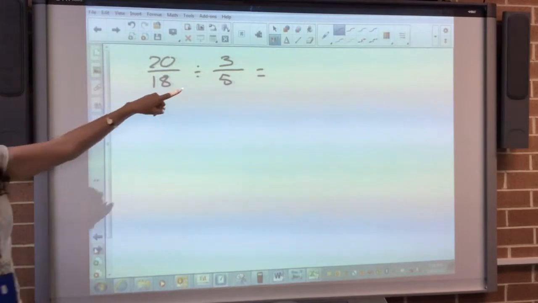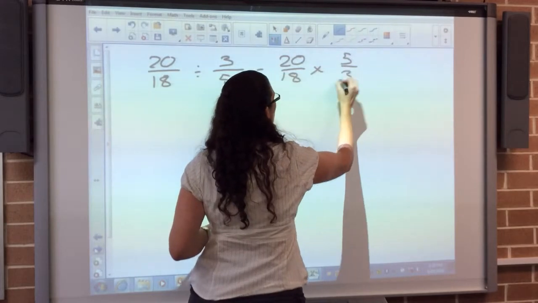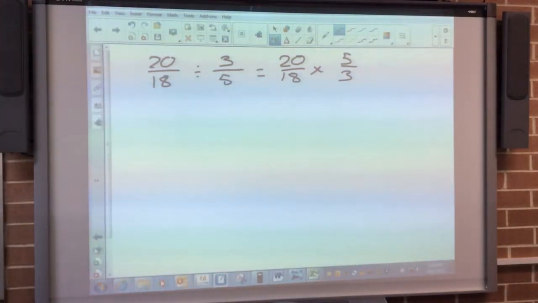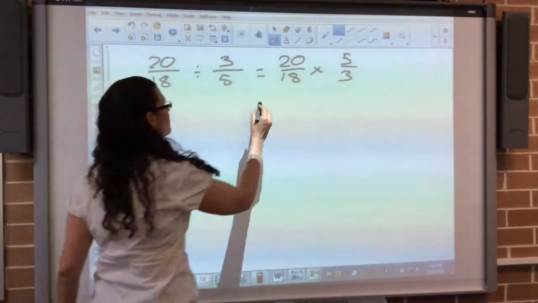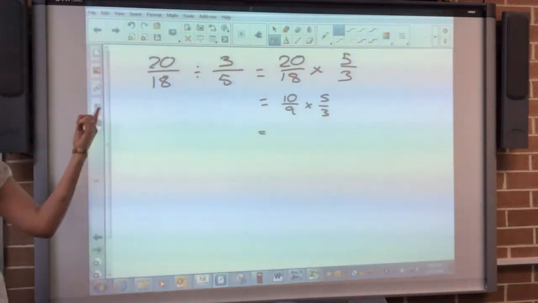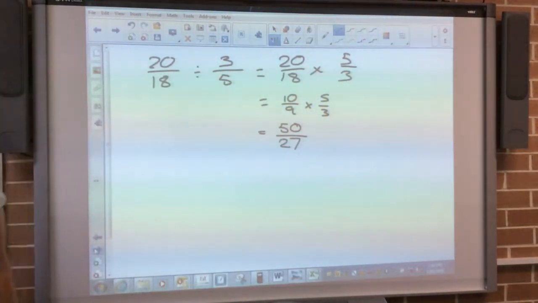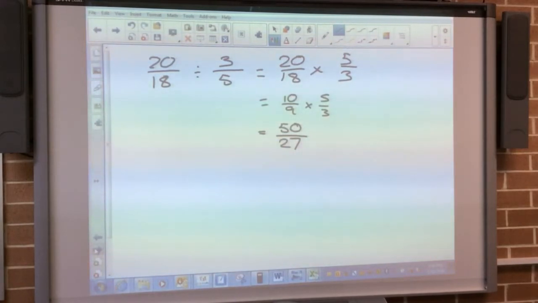Take the reciprocal of the second fraction and multiply. Dividing by a fraction is the same as multiplying by its reciprocal. Reciprocal is a very fancy maths word that means to flip it upside down. So 3/5 becomes 5 on 3. What's 20 on 18? That simplifies to 10 over 9. Now I do 5 times 10, which is 50, and 3 times 9, 27.